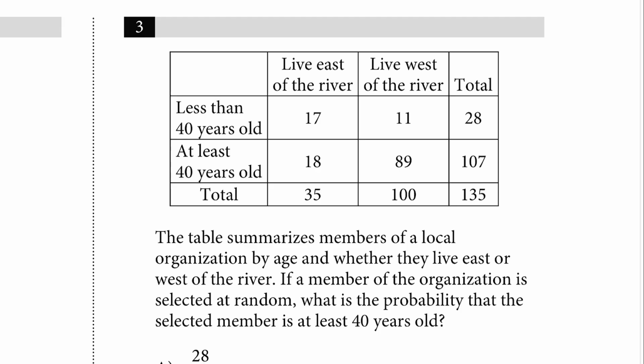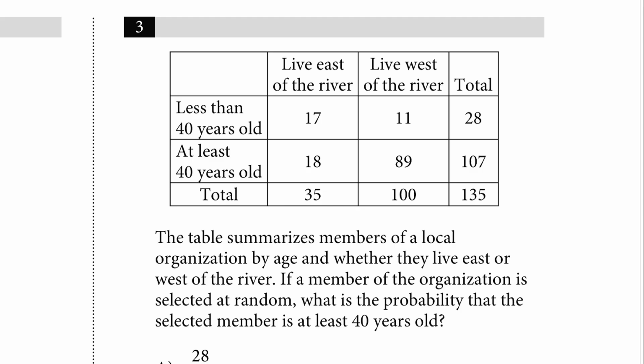This is a conditional probability, so the table summarizes members of a local organization by age and whether they live east or west of the river. If a member of the organization is selected at random, what is the probability that the selected member is at least 40 years old?